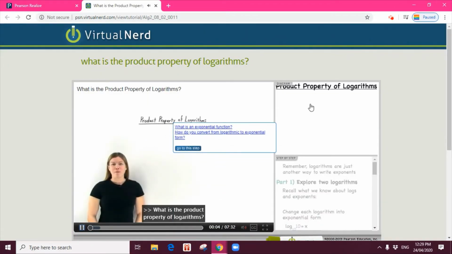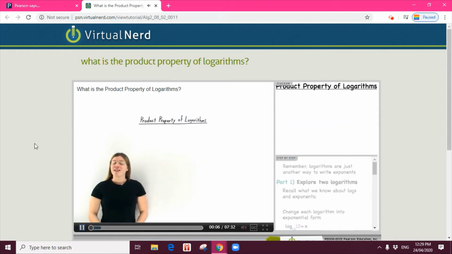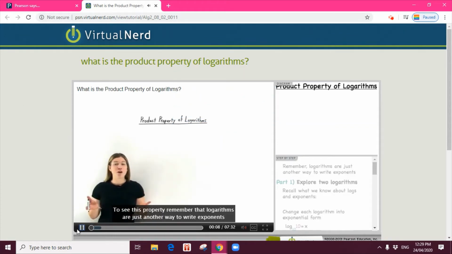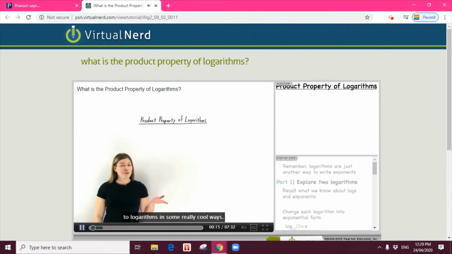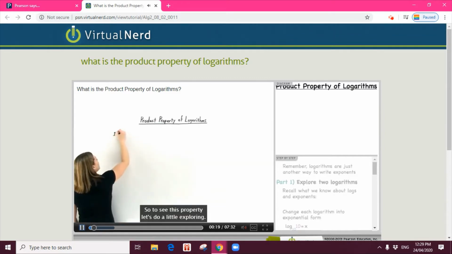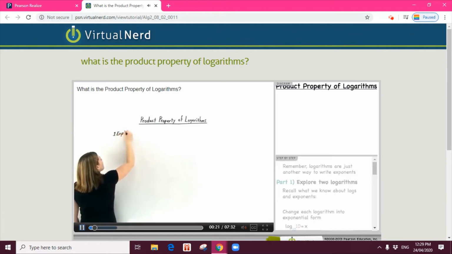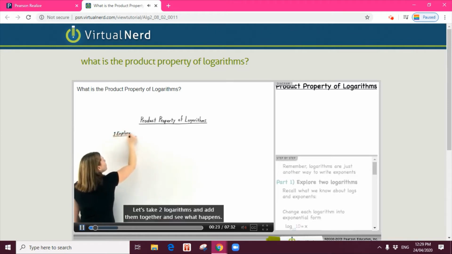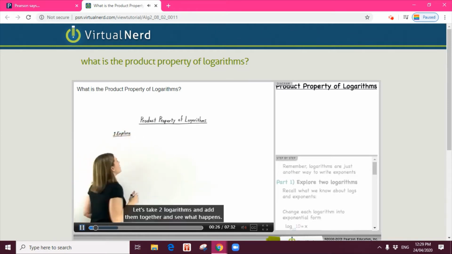What is the product property of logarithms? To see this property, remember that logarithms are just another way to write exponents. And it turns out that the properties of exponents apply to logarithms in some really cool ways. So to see this property, let's do a little exploring. Let's take two logarithms and add them together and see what happens.